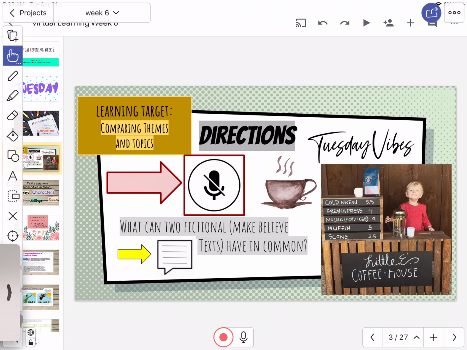Okay, so today we're starting on comparing themes and topics. I want you to take a second and look at the question on the screen and think of what your answer would be. What can two fictional or make believe texts have in common?